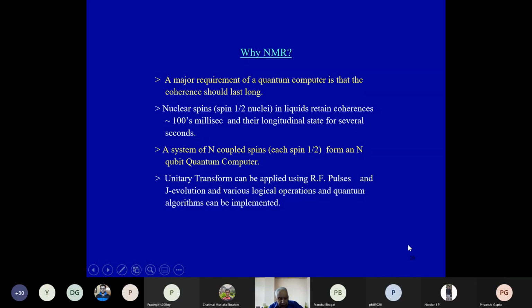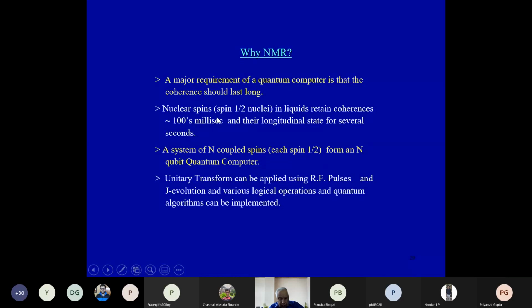Okay, fine. So the question is why NMR? I mean, I'm a salesman of NMR, so I'm trying to sell you NMR. A major requirement of a quantum computer is that the coherence should last long. Coherence means when you put these things in coherent superposition, that coherent superposition should last long.